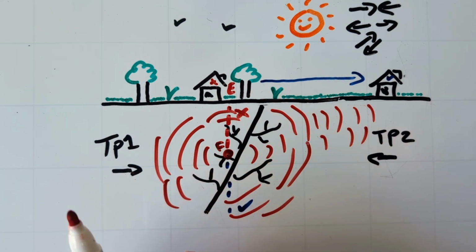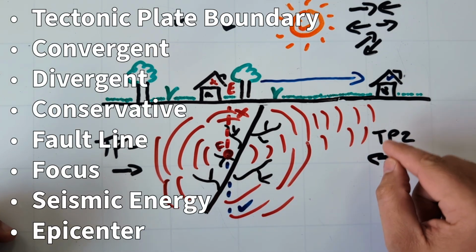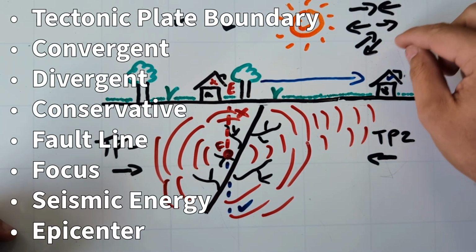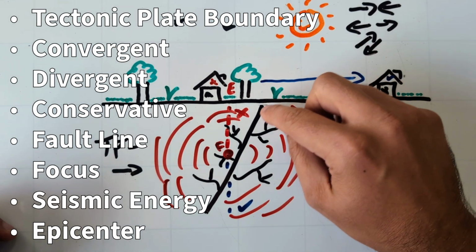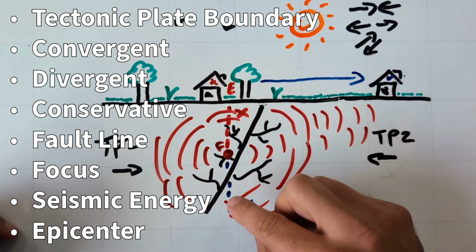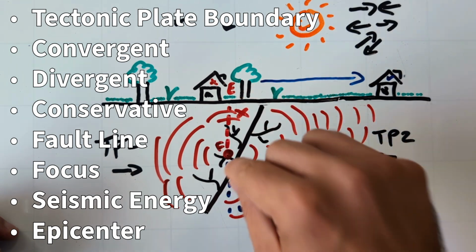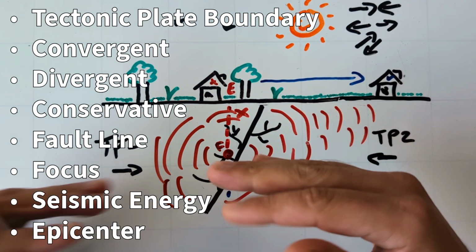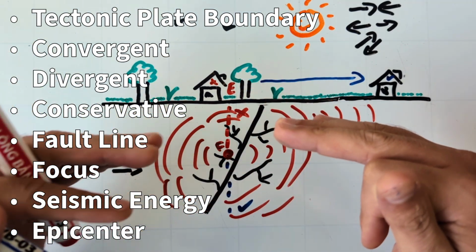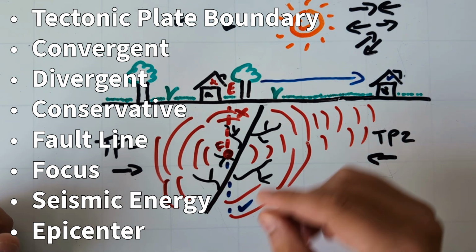So yeah, just remembering your keywords. The things you definitely need are tectonic plate boundary, tectonic plates, convergent, divergent, conservative. We have fault lines, which are the weaknesses in the rock that come off of the plate boundary. The focus is a really important terminology because it's where the earthquake actually starts, where the seismic energy, that accumulated energy, is released from. And epicenter is very, very important, okay?